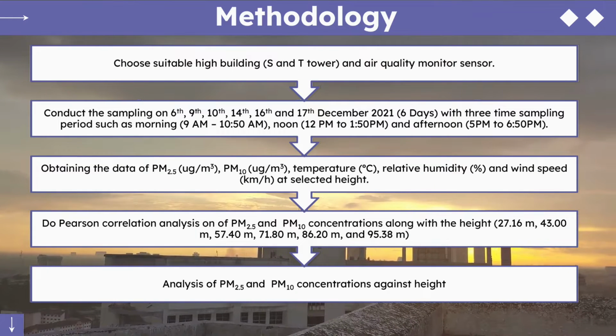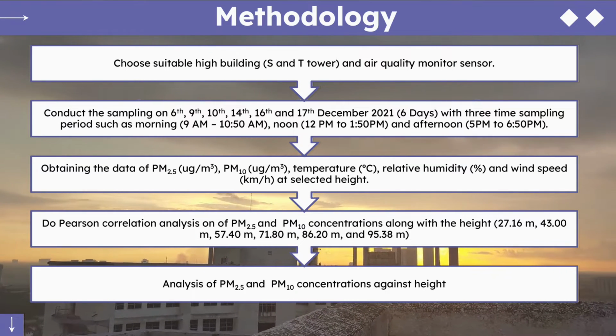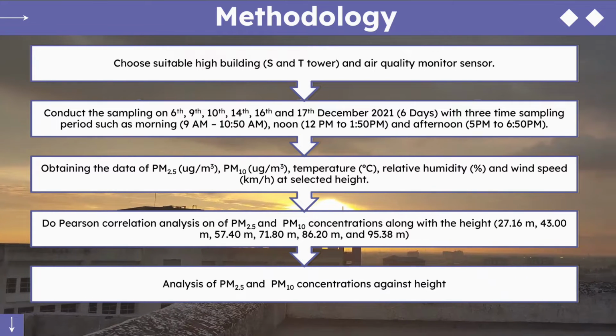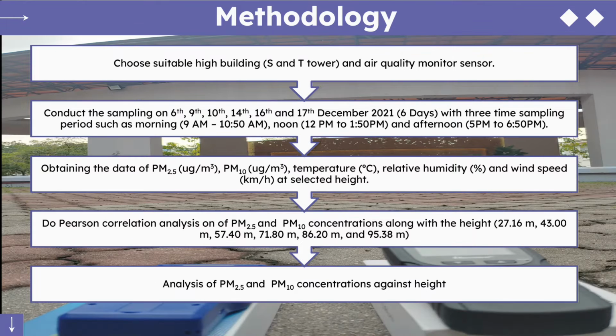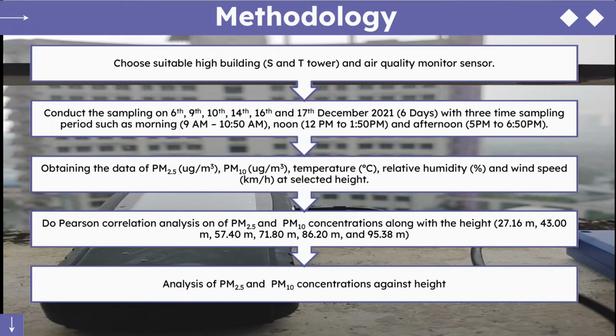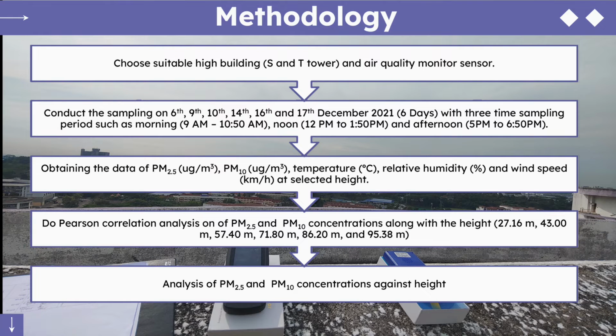For methodology part, we choose suitable high building, which is SNT tower at UiTM, and air quality monitor. We also conducted the sampling over 6 days with 3 sampling periods such as morning, noon and afternoon. After that, we obtained the data of PM2.5, PM10, temperature, relative humidity and wind speed at selected height. After we collect the data, I do Pearson correlation analysis on PM2.5 and PM10 concentration along with the height.